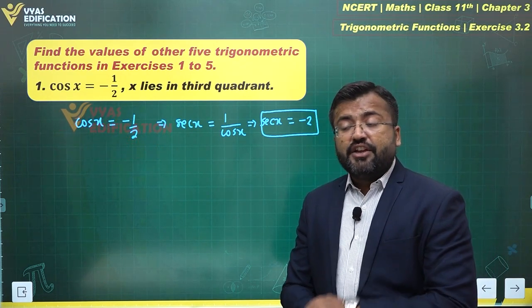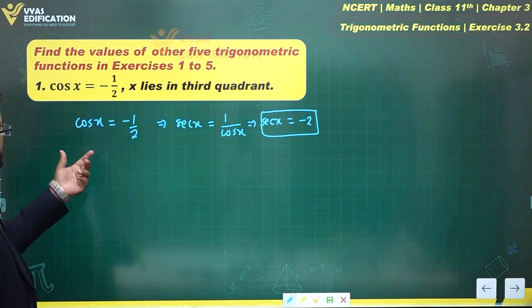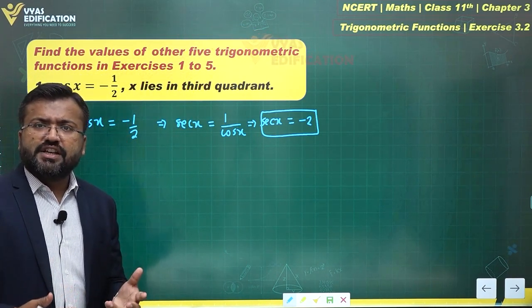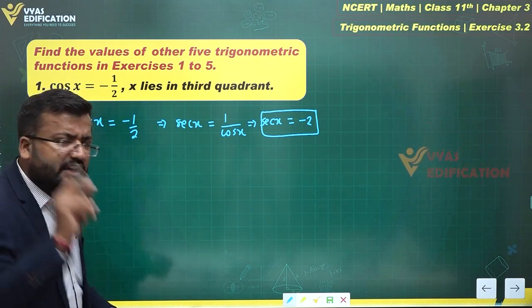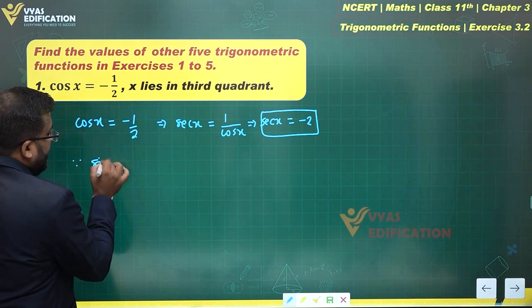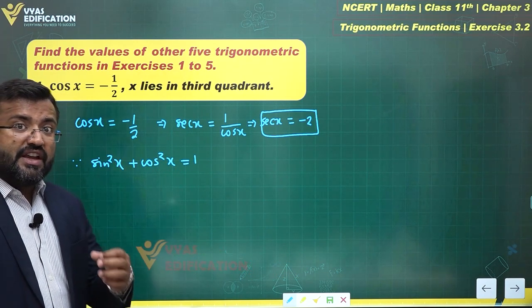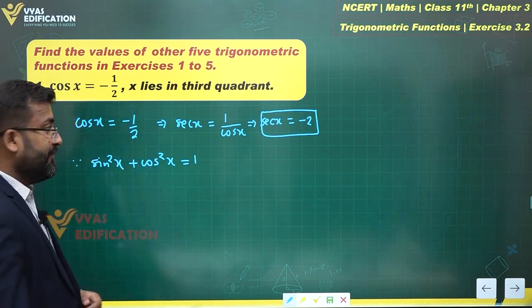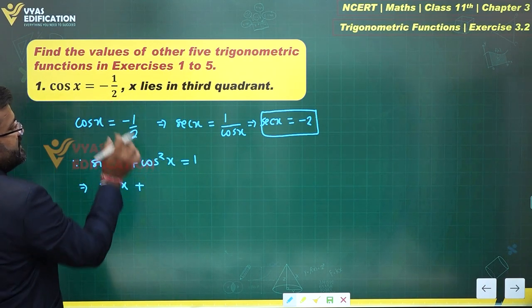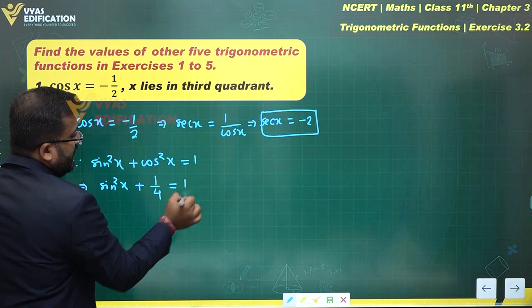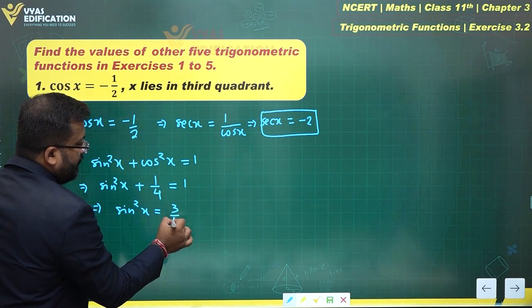Okay. Then you will talk about another important trigonometric result, identity. What is that? Something which relates cos x to some other trigonometric function. Now cos x and sin x are easily related by the identity sin square x plus cos square x equals 1. We'll use that, right? Since sin square x plus cos square x equals 1, we can easily get the value of sin square x over here. So sin square x plus cos square x, with cos x minus 1 by 2, the square would be 1 by 4, equals 1, which gives me sin square x is equal to 1 minus 1 by 4, which is 3 by 4.